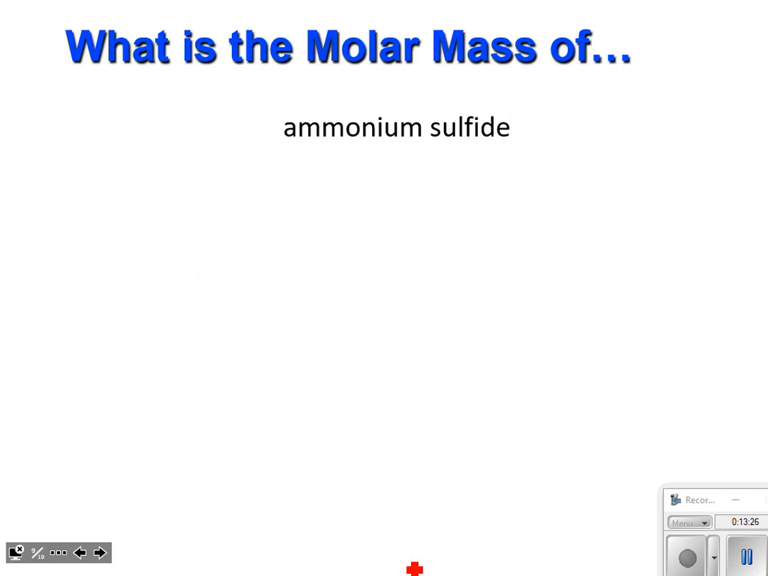Our next one. I put this one on here because of this ammonium. Now, I recognize ammonium is a special one of my polyatomics. It's NH4 plus 1. So I know that if I have ammonium sulfide, I'm going to have (NH4)2S. I put that on there just to make sure we knew how to work the parentheses.